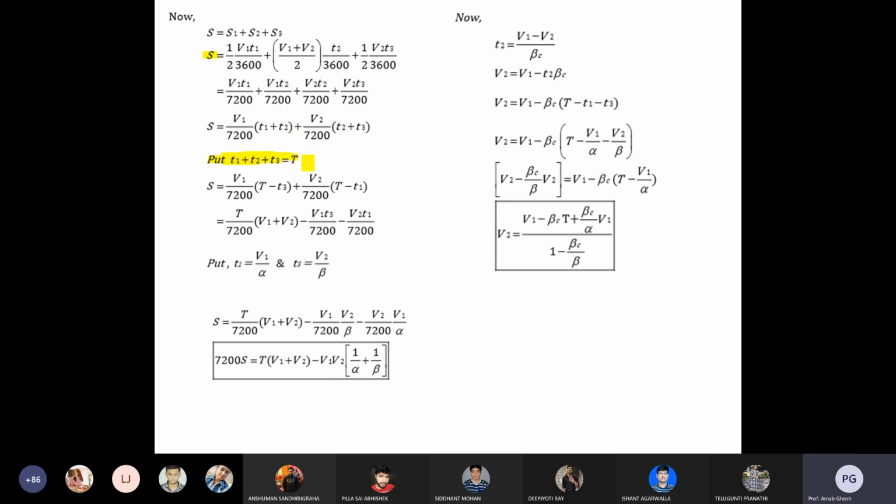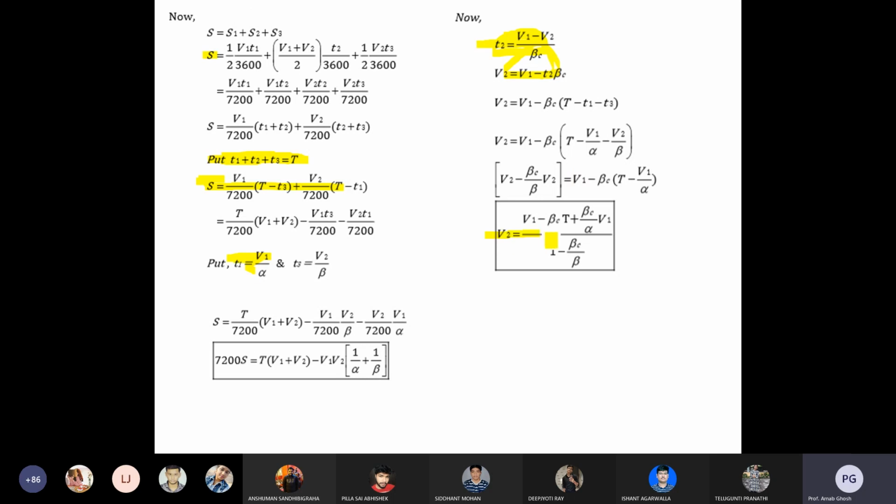You know the value of t equal to t1 plus t2 plus t3. Okay, so now you are replacing all of them, so finally you are able to calculate s. t1 equal to v1 by alpha, so you are also replacing the value of t1 and t3. So finally you will get the expression of t2 also. Here you are able to get the value of t2.